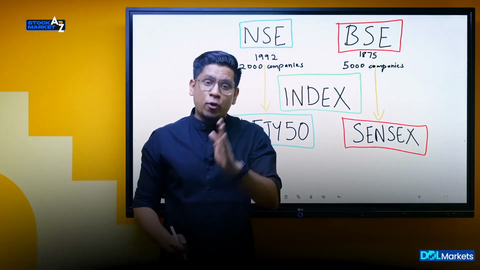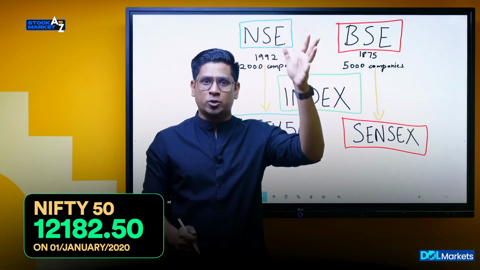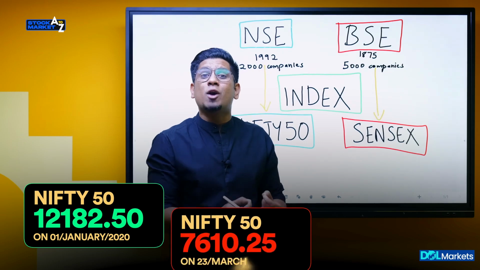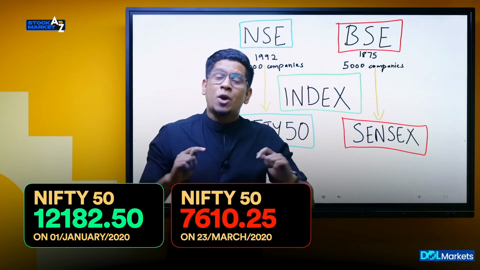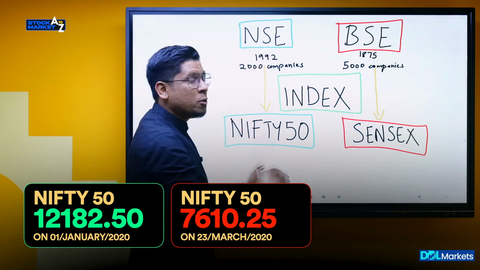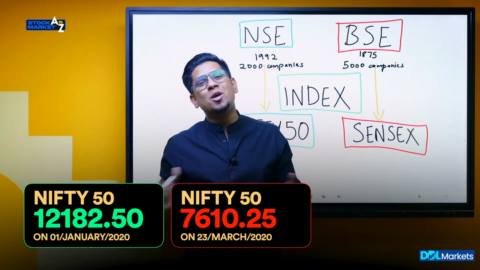So Nifty 50 before COVID hit the country was at around 12,000. After COVID hit the country, it crashed to near 7,000 regions. It came down so much, which indicated that stock markets are doing bad, which means that companies are doing bad, which means that the economy is doing bad.